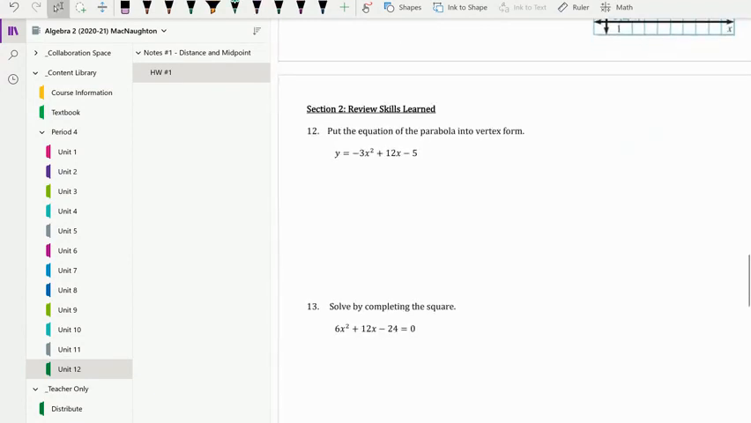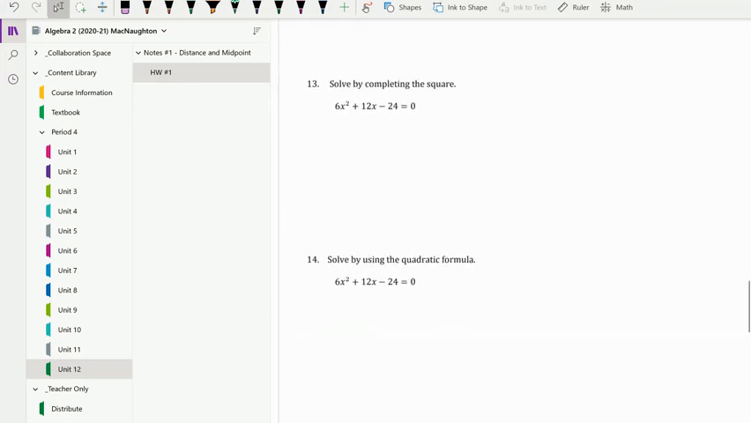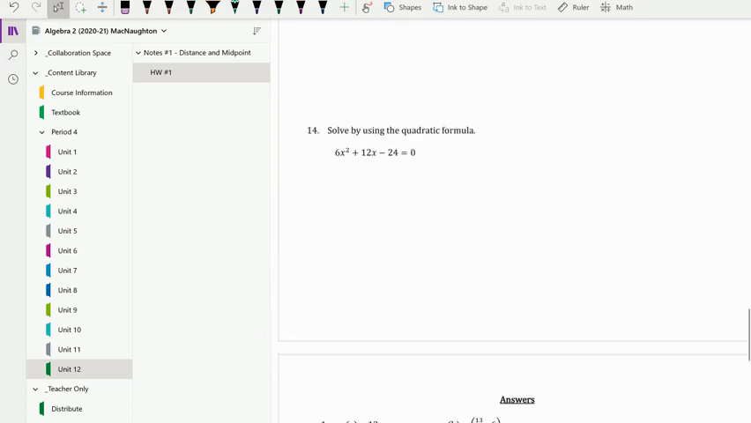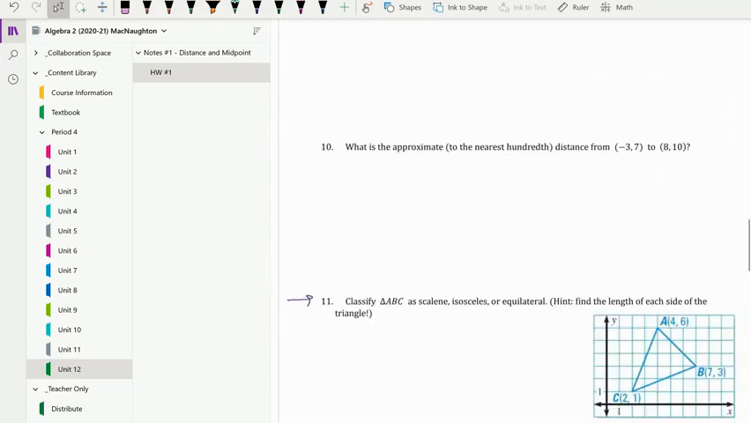And then there's some review here at the end of section 2. Put the equation of the parabola into vertex form, solve by completing the square, solve by quadratic formula, just one of each of those to practice. Answers are on the last page.